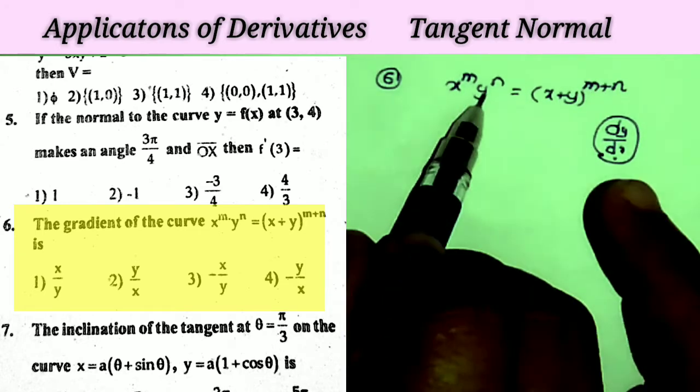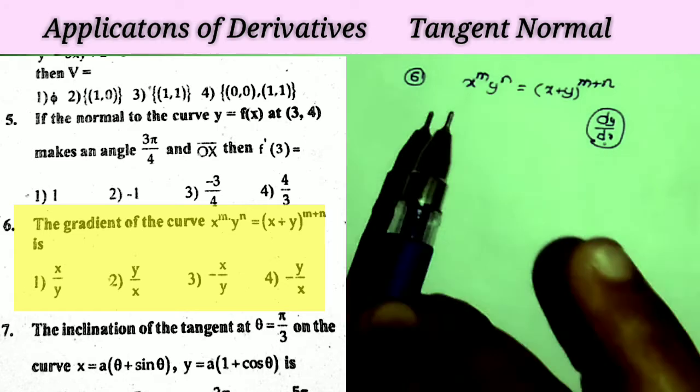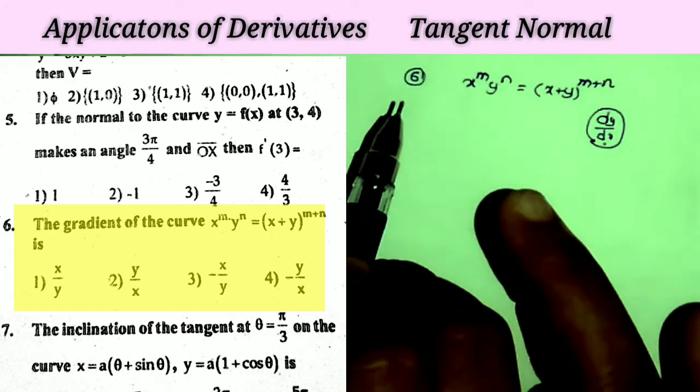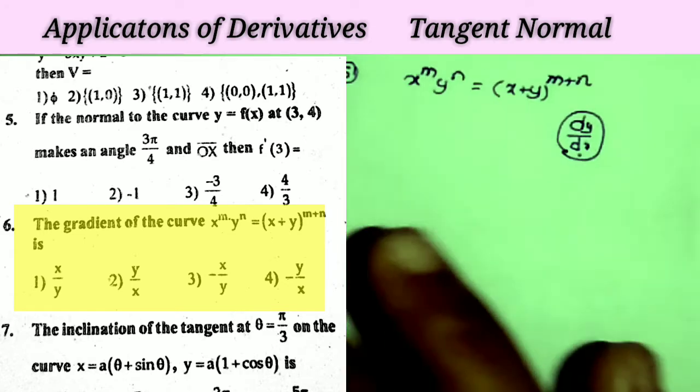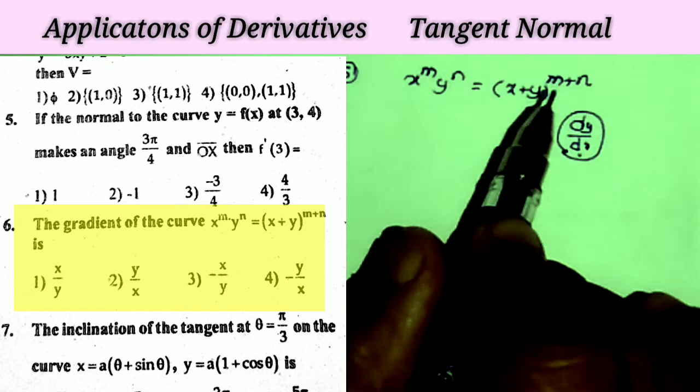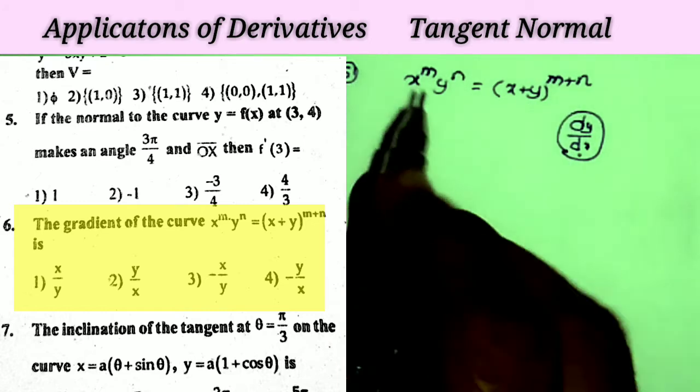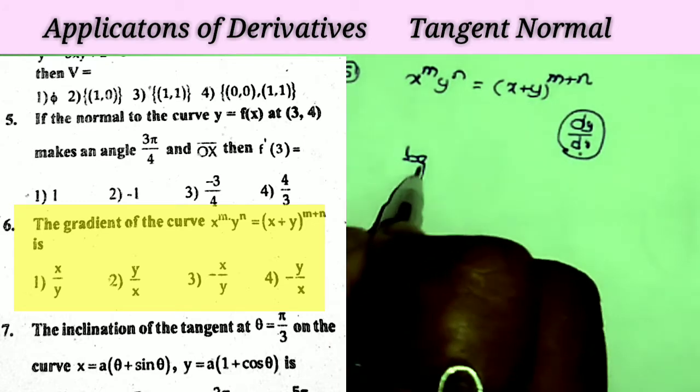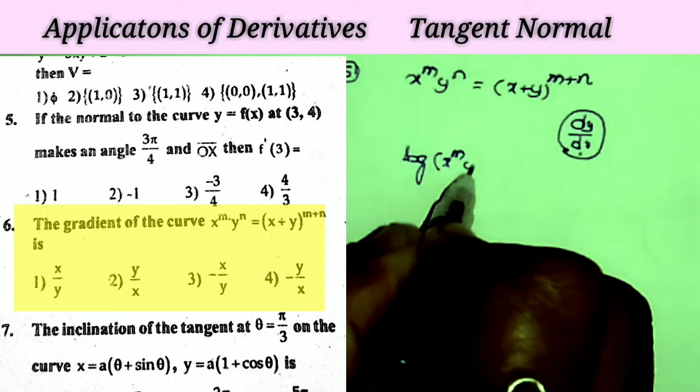How to take the derivative? How to apply the UV rule, or otherwise it is better to apply the logarithm to this question to find the derivative easily. Okay. The actual process is that you can directly find the derivative or apply the logarithm to this question. Now for getting the answer easily, I am applying the logarithm to the given question.